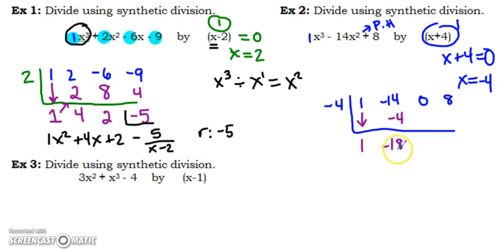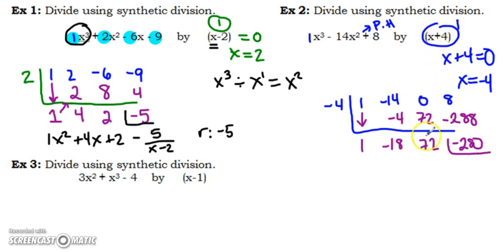-4 times -18 is positive 72, and 32 added... so what is that? 72? Yeah, sounds right. All right, 72. That's going to be really large. -4 times 72. I guess I'm going to get out my calculator. 288, I think, but I don't want to mess you up. So, all right, 288, but the negative variety. Holy cow, -280 is your remainder.